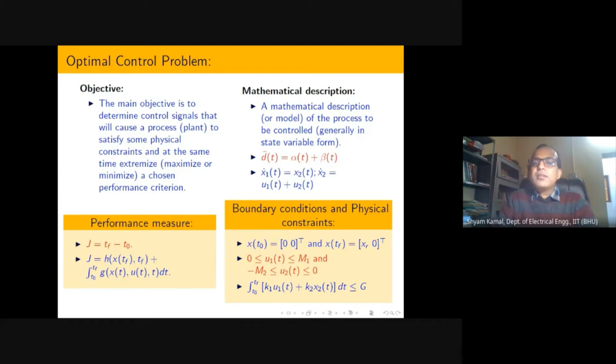We have already seen in the previous class that when formulating an optimal control problem, the first step is to give a clear-cut mathematical description of the process. I took a very simple example: a car whose objective is to move on a one-dimensional road. The moving distance I defined as d(t), the rate of change of distance as velocity, and the rate of change of velocity as acceleration.